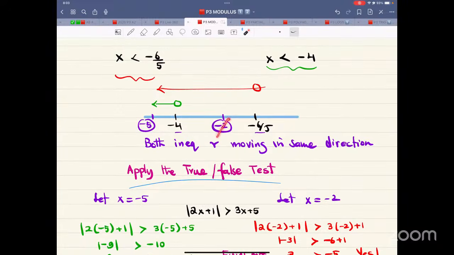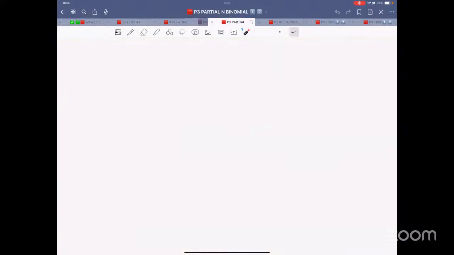Someone can say, what if this one would have been false and this is true? Then only this thing would have been the answer. X is lesser than minus 4. So that's how this thing is done. So that's about modulus inequality.